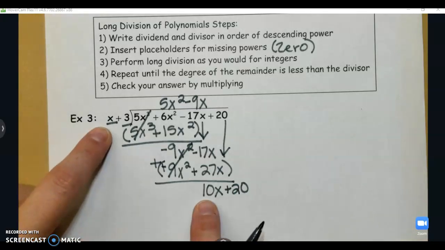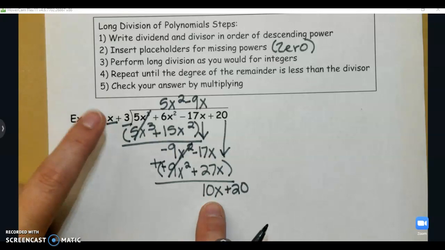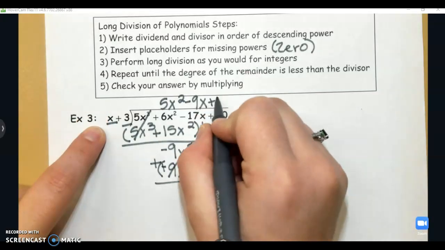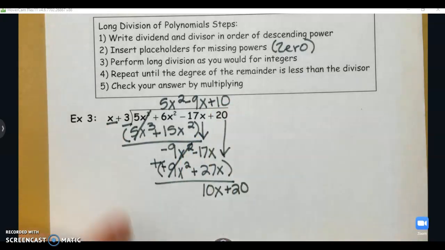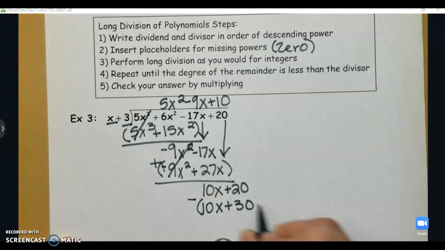And again, looking in the front, x and 10x. I need to multiply x by 10 to get 10x. So I'm going to multiply the 10 by the x and the 3. So we get 10x plus 30. And then once again, I'm going to subtract. So that's going to distribute that negative. So your x's cancel. And then I have 20 minus 30, which gives us negative 10.